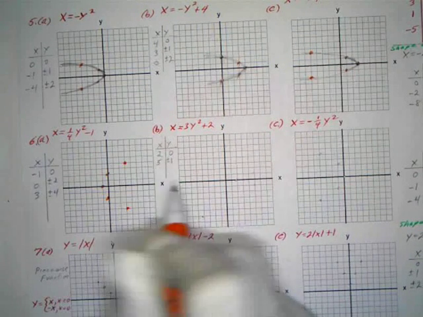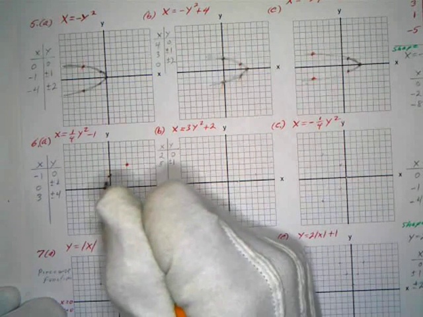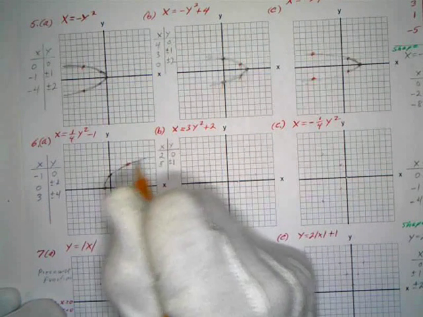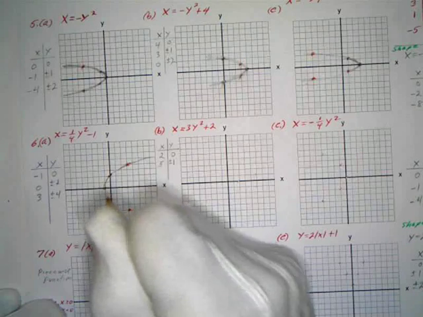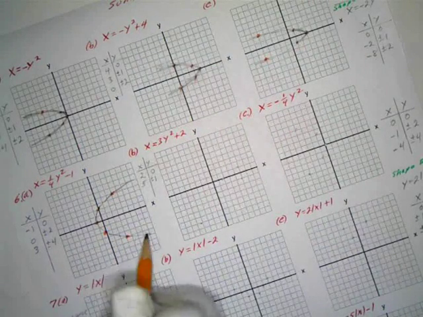And you can see it is a flat parabola. It's open to the right in the positive direction. And these points give you a pretty good feel for the shape. If you've got a few points, it makes it a lot nicer. There you go.